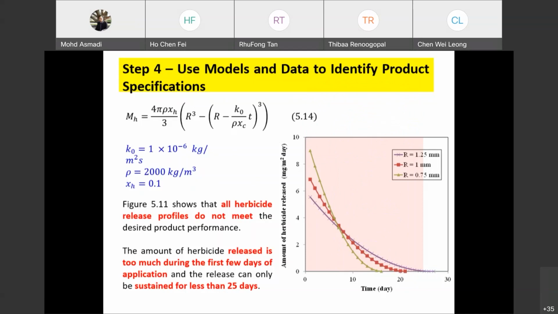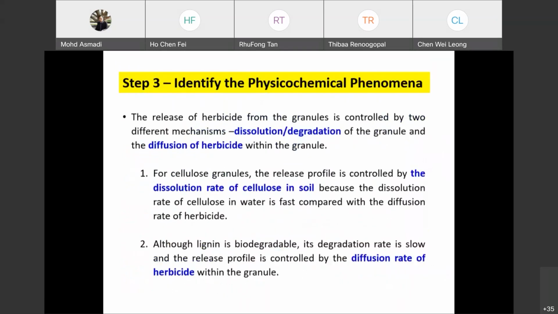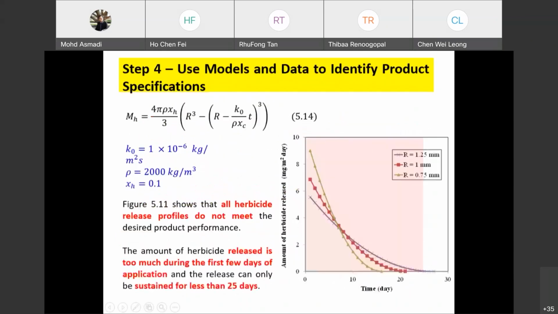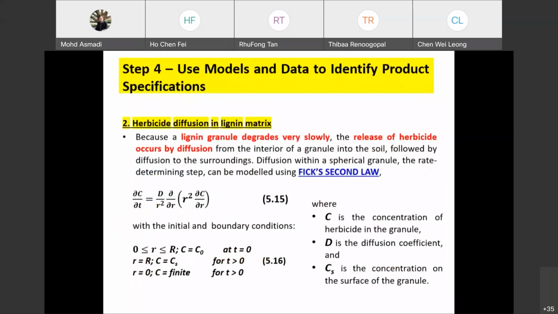And the second step, look here, is the diffusion rate, controlled by the lignin. So this is on the lignin. For the lignin, we use Fick's law. Fick's law is also mass transfer, right? This one. I'm not really familiar with the mass transfer.